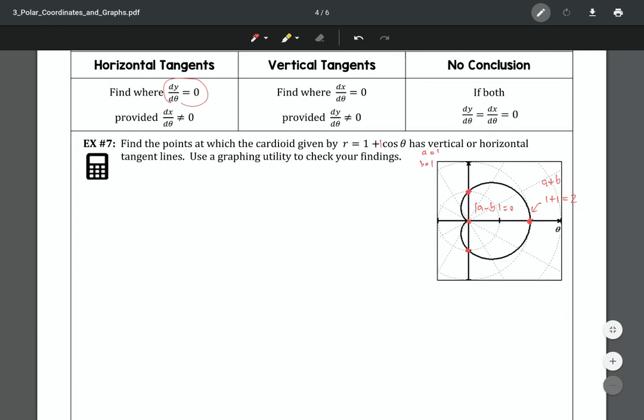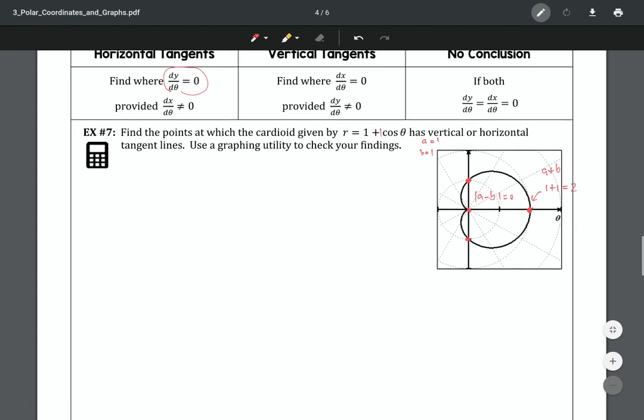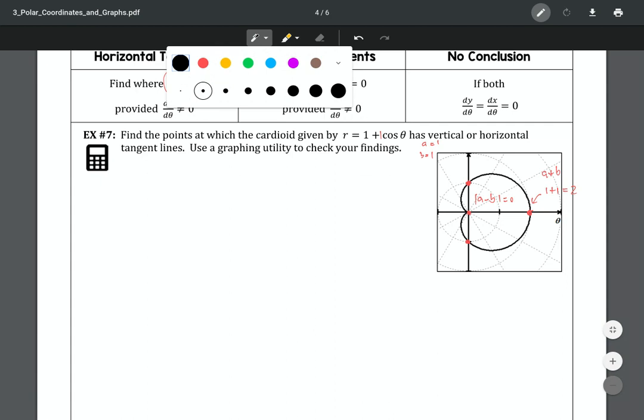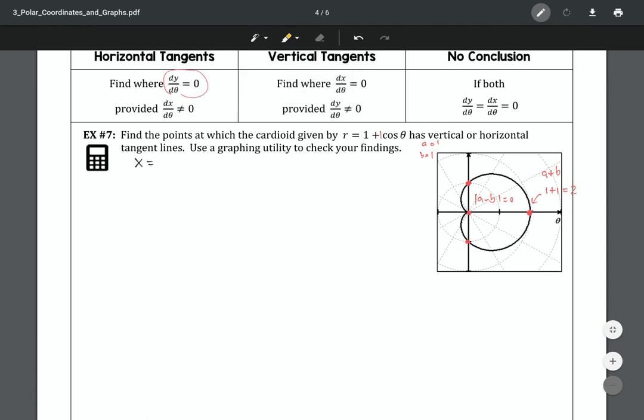All right, so we want to find all the points on the cardioid that have a vertical or horizontal tangent line. First, we want to get this in terms of x. I'm still using the formula that x is equal to r cosine theta, but instead I will replace the r with 1 plus cosine of theta.